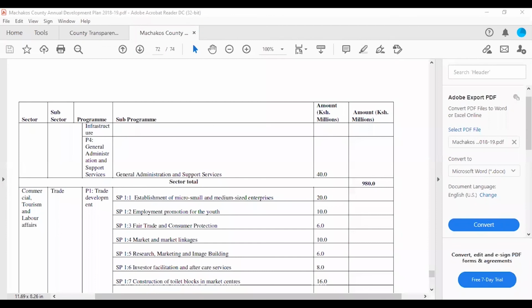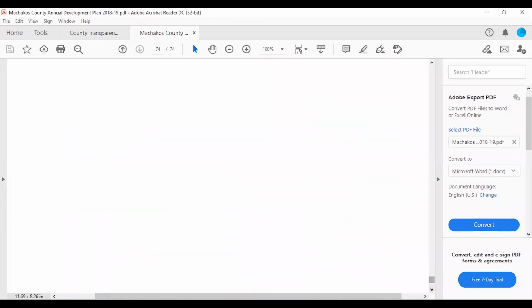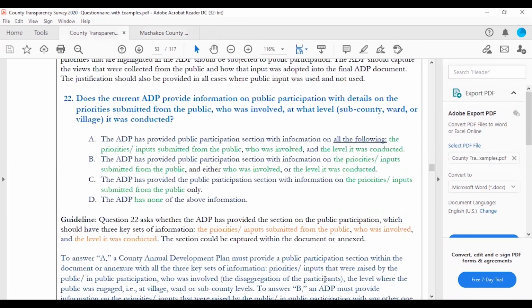we'll finish. So, like the current ADP should provide information on public participation with details on the priorities submitted from the public, who was involved, at what level, sub-county. And as you can see, in this particular Machakos Annual Development Plan, that information is missing. It's usually at the annex section. It is missing. So unfortunately, we don't have details of priorities submitted from the public, who was involved, or at what level it was conducted, sub-county, ward, or village, all right?